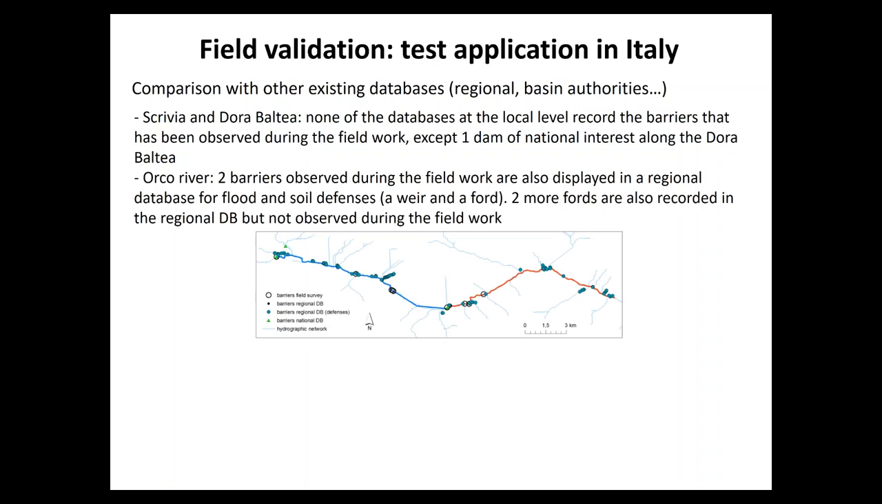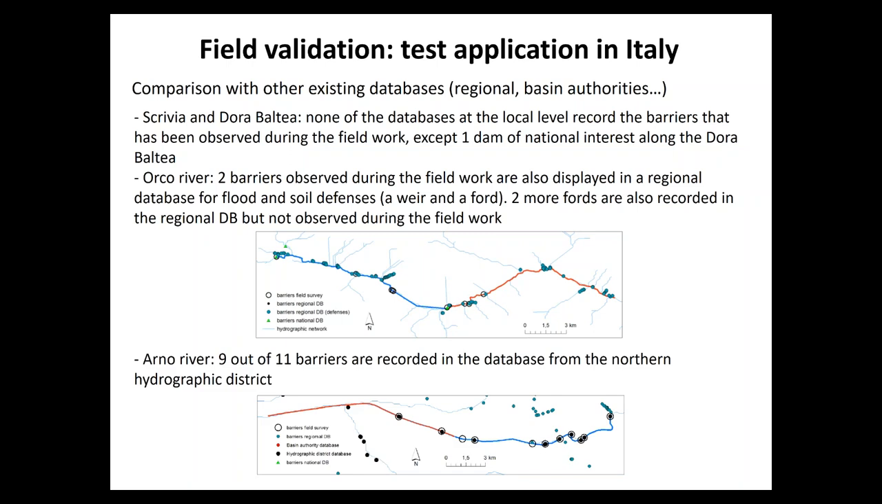For the Orco River, the most mountainous one, only two barriers observed during the fieldwork are also displayed in a regional database. And two more barriers are recorded in a regional database, but we didn't observe these barriers during our fieldwork. So the issue of updating this information is also raised from this fieldwork. So probably even if some databases are more detailed, they are not up to date.